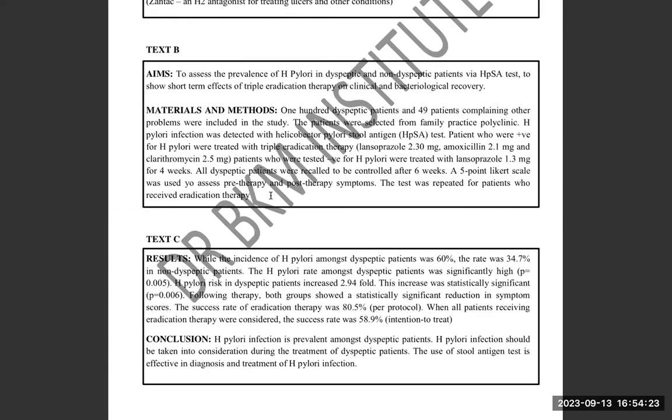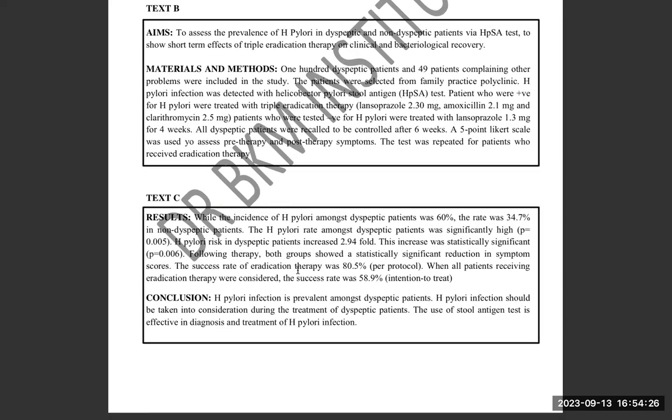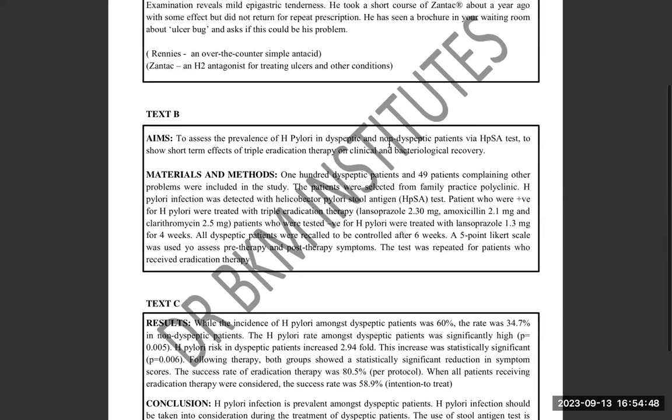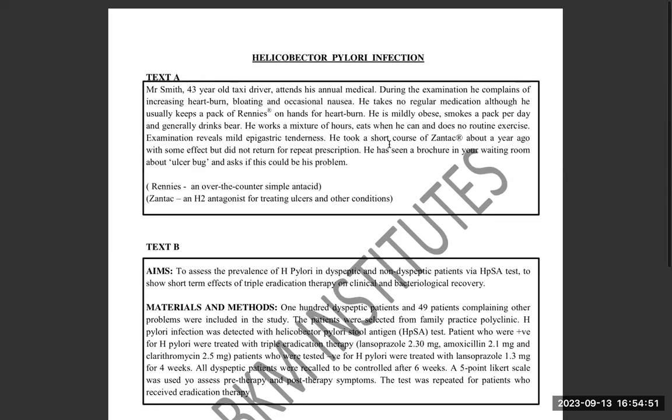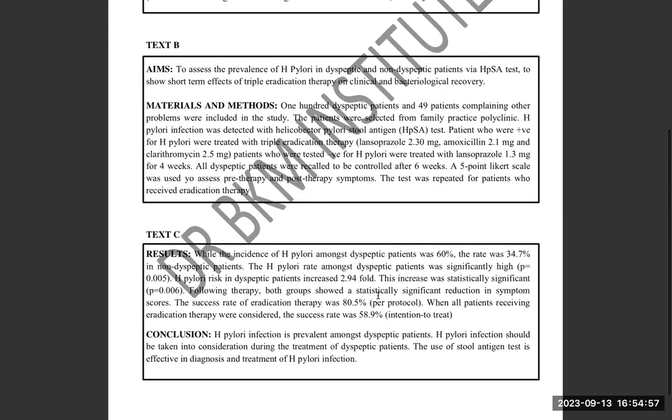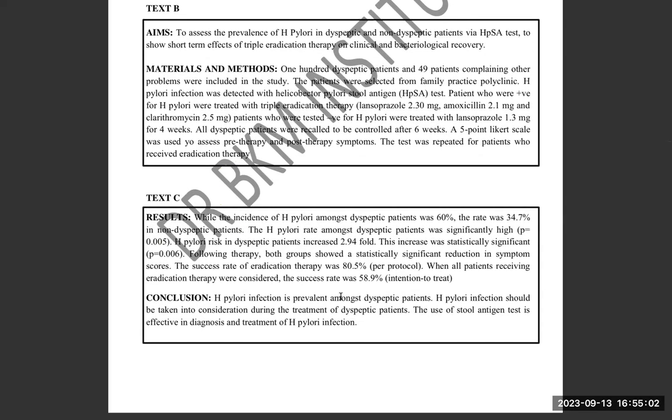About 20% of the people caught infection. 20% of the people, the success rate of eradication therapy. Following therapy, both groups have significant reduction. This eradication therapy, the use of stool antigen test, effective diagnosis. Stool antigen test method, the instrument word is not found. The 20% word is also not given, but the percentage is given only in this paragraph. If I do not find anything, this is the only paragraph I can target because statistics are given in this paragraph. Even if this is wrong, I can't help it if my reading is difficult today.